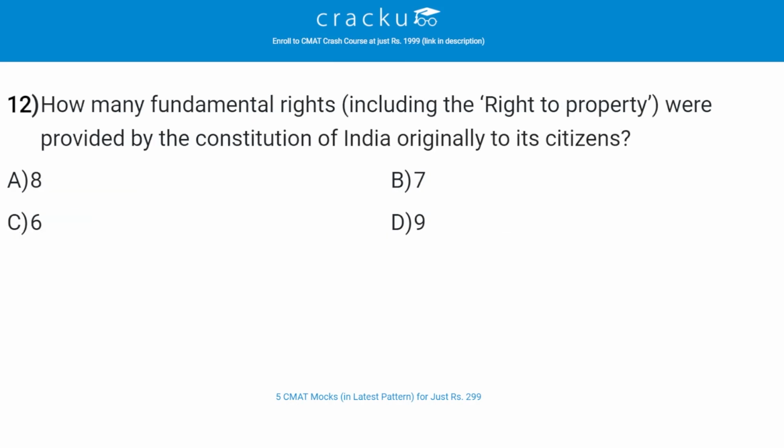Let's check the next question. How many fundamental rights, including the right to property, were provided by the Constitution of India originally to its citizens? The correct answer is B.